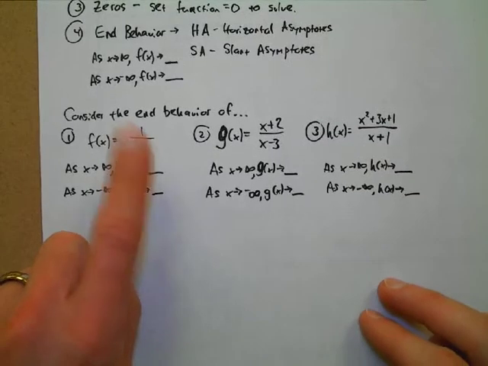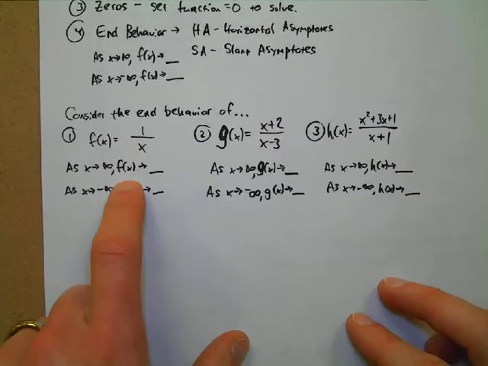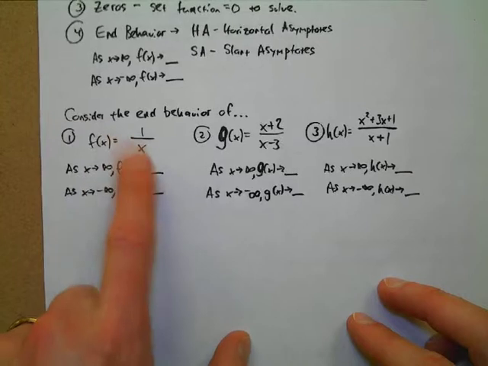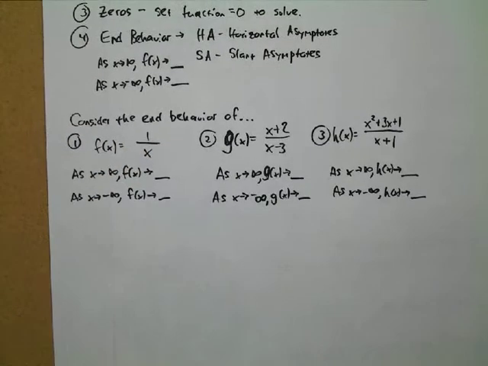In fact, let's go ahead and just see. So for 1 over x, what happens as you go really, really far to the right? Your y values will approach what? Ooh, we're unsure. All right, I hear different answers.